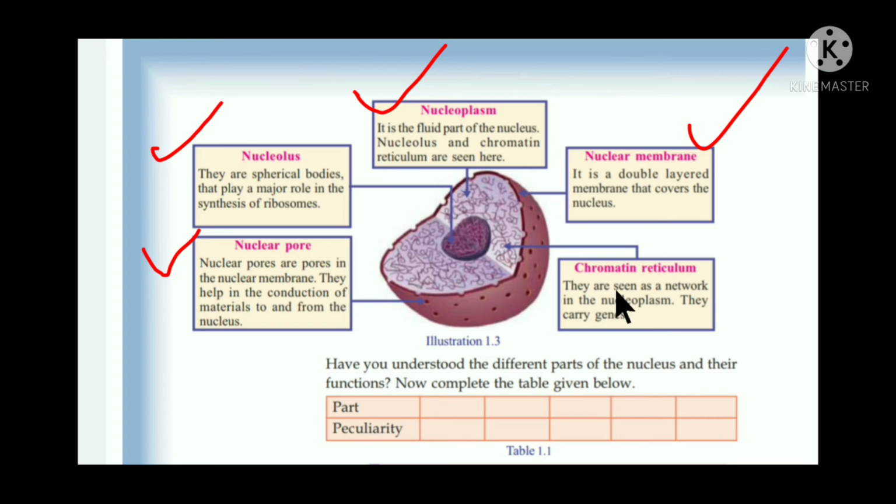Next, the last one: chromatin reticulum. This is the fifth part. They are seen as a network in the nucleoplasm. They carry genes. Clear? So that is the function of chromatin reticulum.